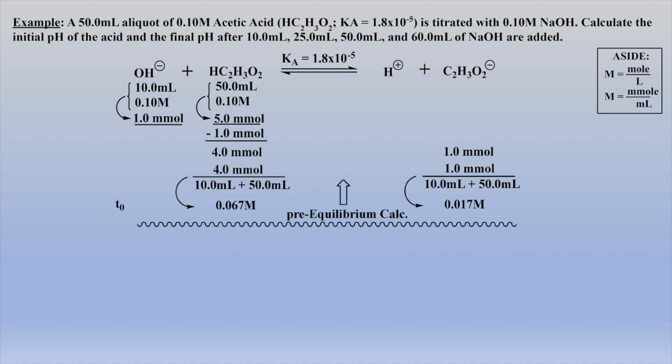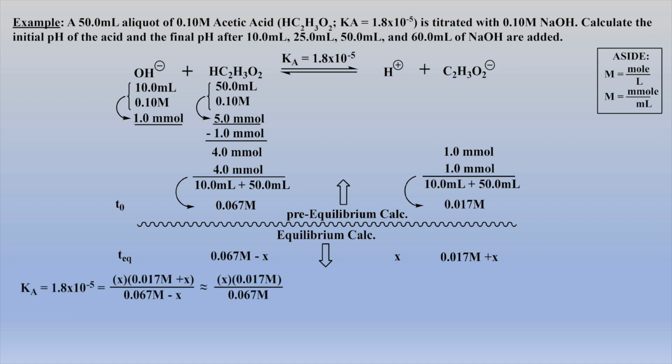At this point, our pre-equilibrium calculations are complete, and we are now ready to look at our equilibrium concentrations after indicating expected change. Our expected equilibrium concentrations are placed into the expression for Ka. The denominator and numerator are simplified due to the 5% rule. The concentration of protons is calculated, followed by the pH calculation.